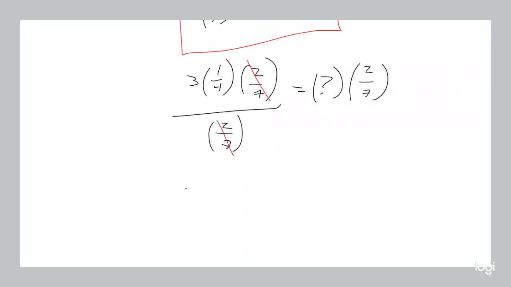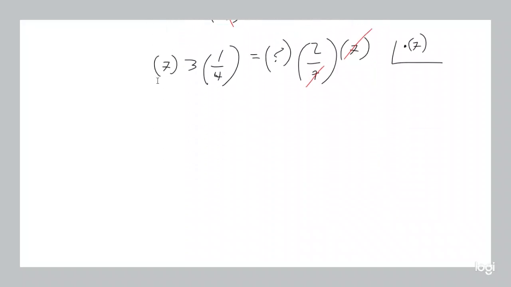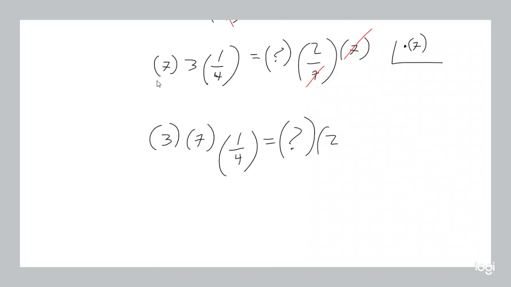So what we have is 3 times 1 over 4 equals our final answer times 2 over 7. And now we're going to multiply both sides by 7. Throw a 7 here, throw a 7 here, and now on the right side, the 7's cancel out. So what do we have? We have 3 times 7 times 1 over 4 is our final answer times 2.